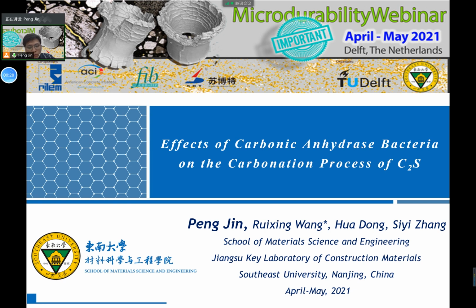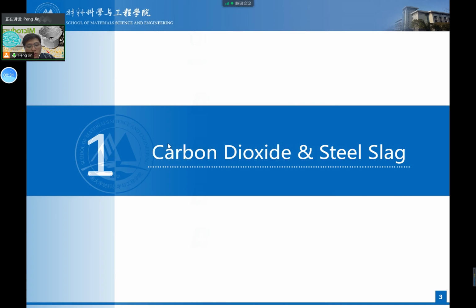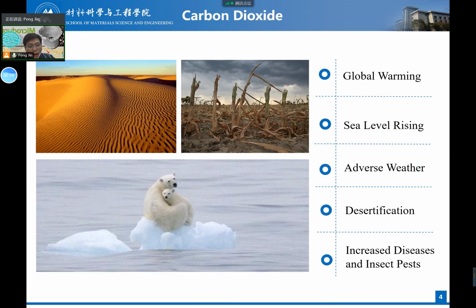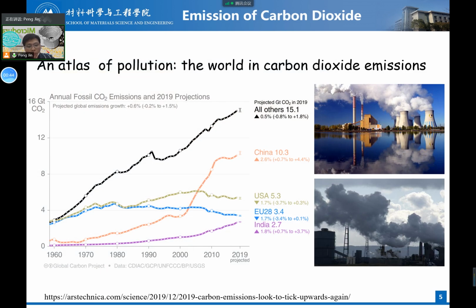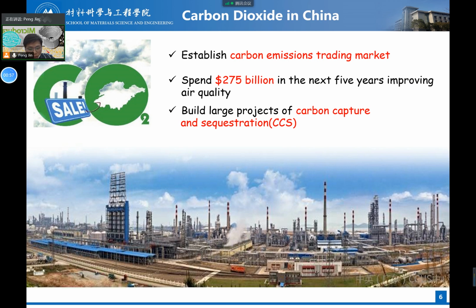As known to us all, too much carbon dioxide emitted into the air might lead to many serious consequences, such as global warming, adverse weather, and so on. Although many methods have been taken to reduce the carbon emission, it still increases apace year by year. Take China as an example. We have established the carbon emissions trading market and are going to spend $275 billion on the treatment of the atmospheric environment during the next 5 years.